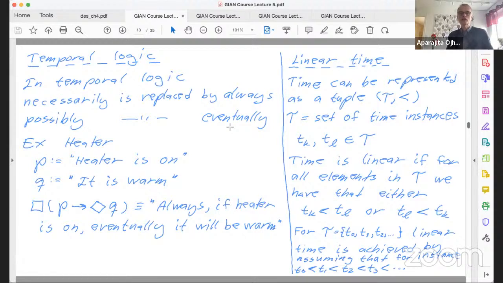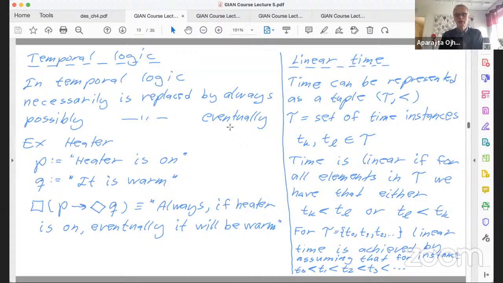So linear time means formally that, let me just read here, time can be represented as a tuple where T is a set of time instances. Then time is linear if for all elements in T, we have that either Tk is greater than Tl, or Tk is less than Tl, or Tl is less than Tk. So there is an order between the different time instances.